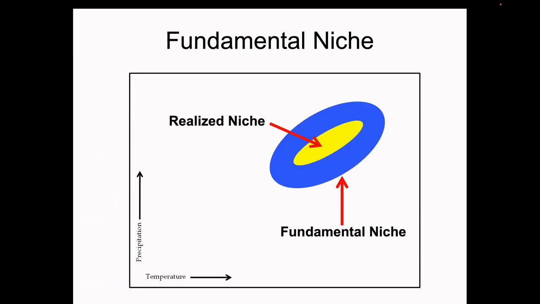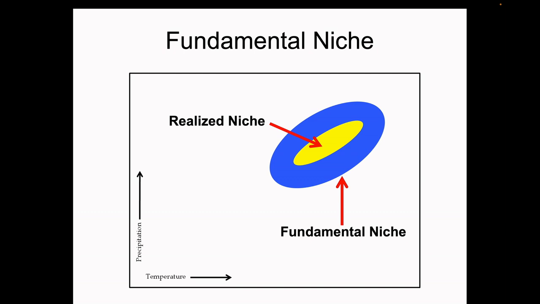This is a graphical representation of what I was just telling you. On the x-axis here is temperature. So we could go from 0 degrees to 40 degrees Celsius. And the y-axis here is precipitation, where we go from a desert environment up to a very wet environment.